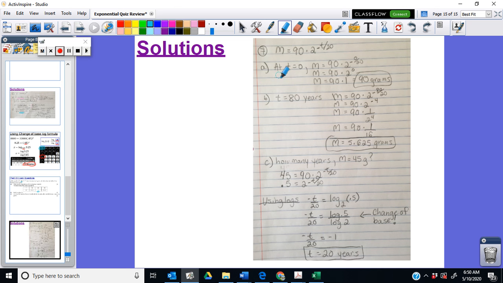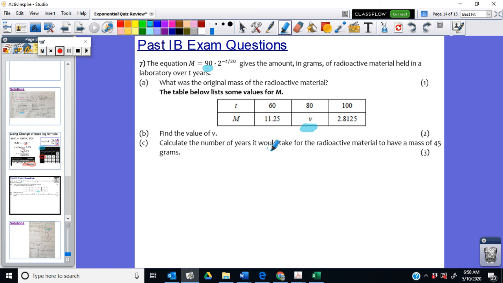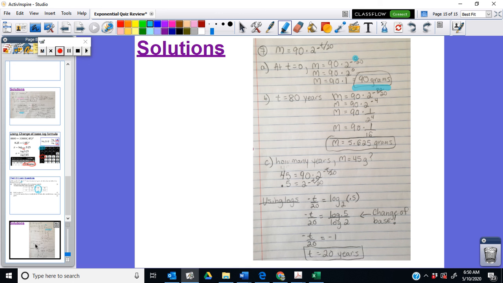First of all, we see 90 grams. I did a little work here to show that when you plug in 0, you get 90 grams. You don't have to show that work, but this is why it works. Now, when the time was 80 years, remember that table, 80 years, we take that 80 years and plug it in for time.